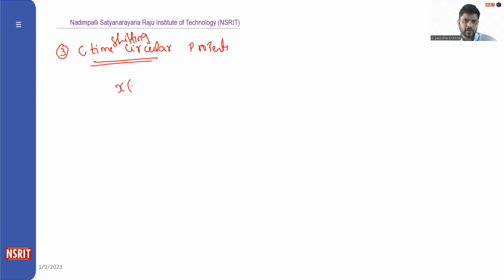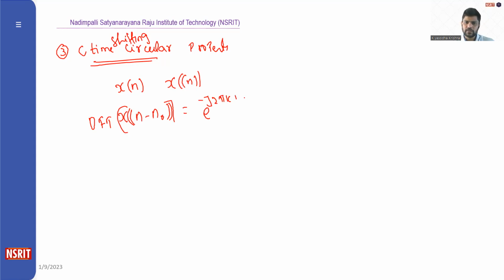So x of n is the signal, x of n circular is the circular signal. Here we can consider the DFT of x of n minus n naught, circularly. So DFT of x of n minus n naught is nothing but e to the power of minus j 2 pi k n naught by N into X of k. This is the time shifting property.